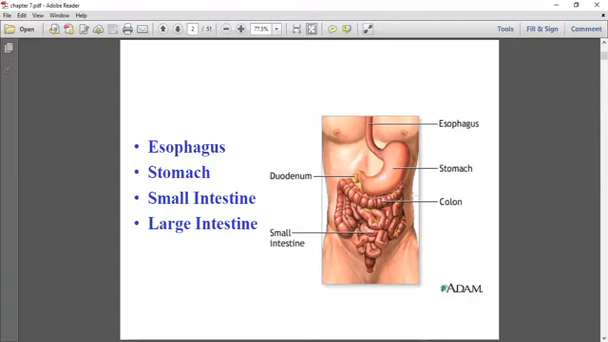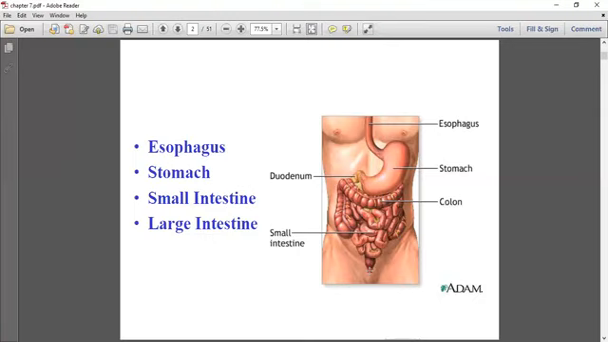The internal parts of the gastrointestinal tract: esophagus, stomach, small intestine, the initial part of the small intestine, the duodenum, jejunum, ileum, colon or large intestine, the sigmoidal region, and the rectum, ended with the anus.